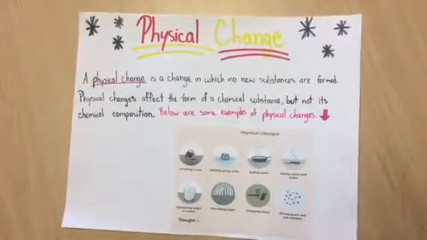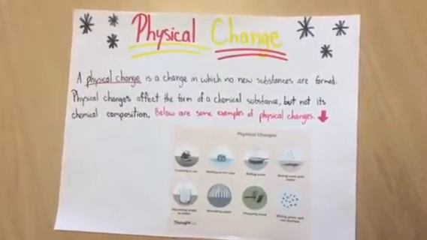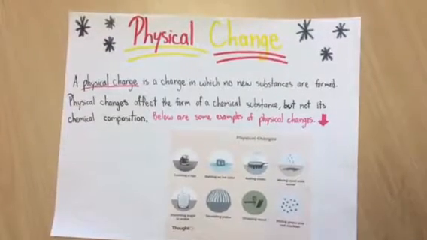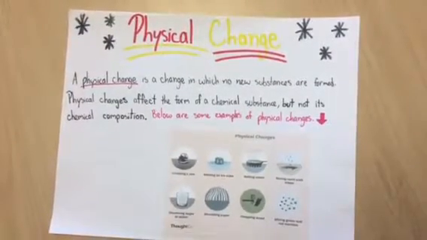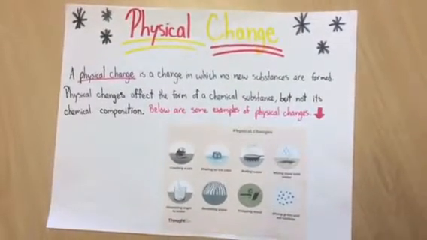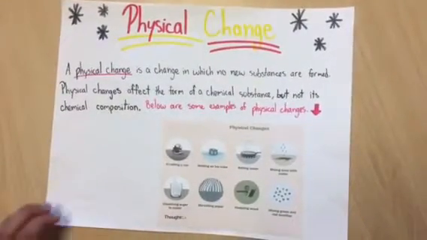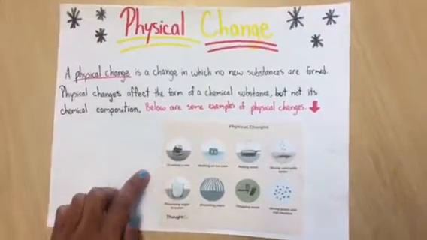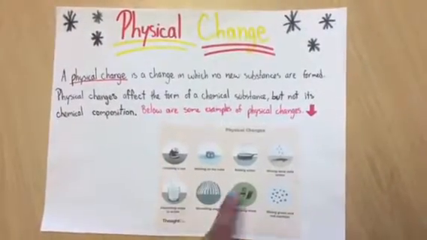A physical change is a change in which no new substances are formed. Physical changes affect the form of a chemical substance but not its chemical composition. Below are some examples of physical changes, such as crushing a can, melting an ice cube, or boiling water.